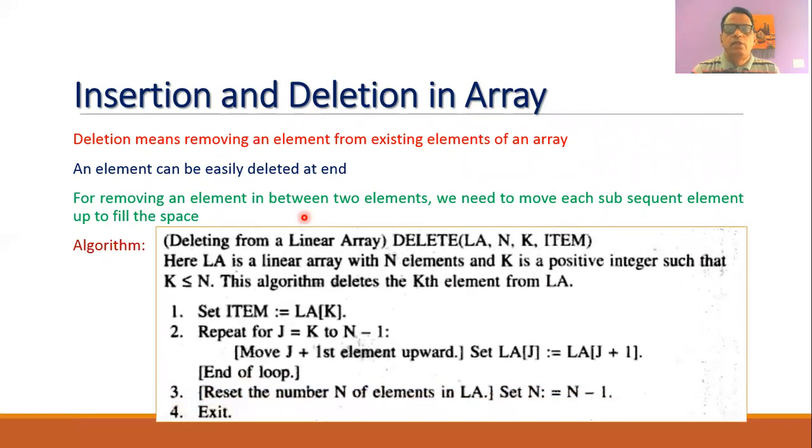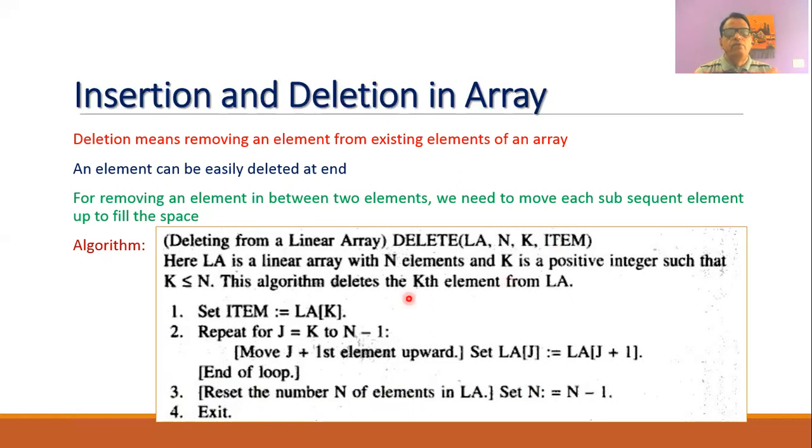This is an algorithm that can be used to perform the deletion operation in an array. Suppose this is the algorithm called Delete, and its arguments are LA, the linear array, N, the number of elements in the array, K, the position at which we want to delete, and ITEM, the value that we want to delete.